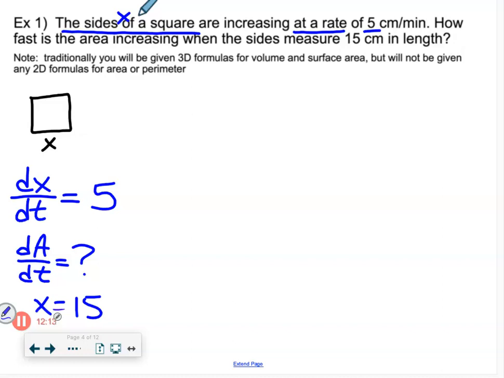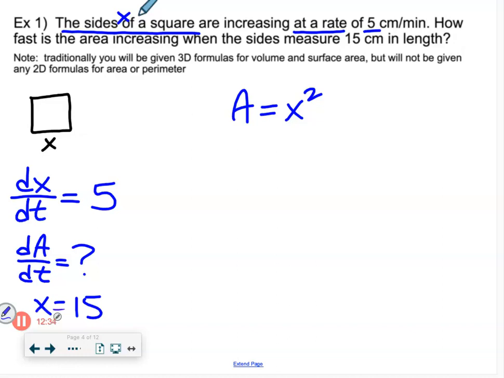Yeah, you need an equation. You've got to have two sides, right? So A equals x squared. Is everyone comfortable with that? Good. Now, little caution here.